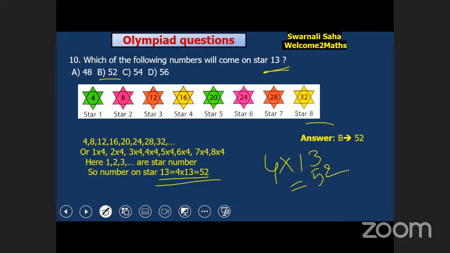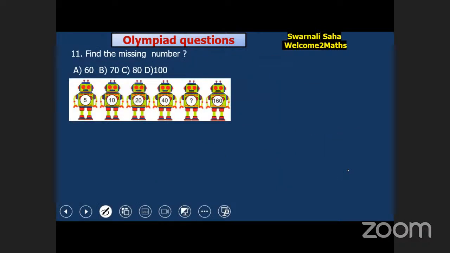Okay. Now next question. Find out the missing number. You have to find out here: 5, 10, 20, 40, then 160. So what would be the next here? Which number would come here?